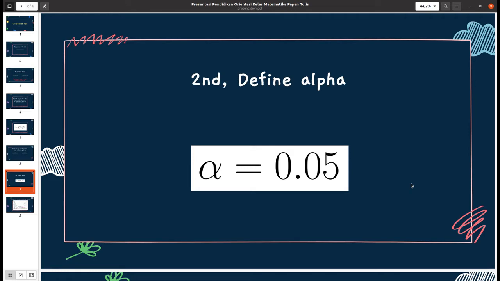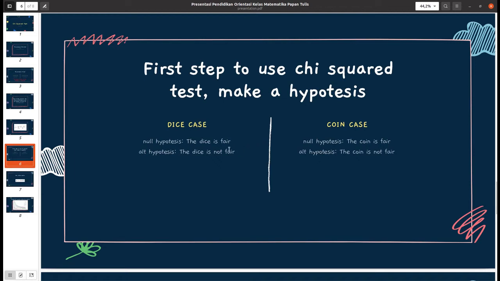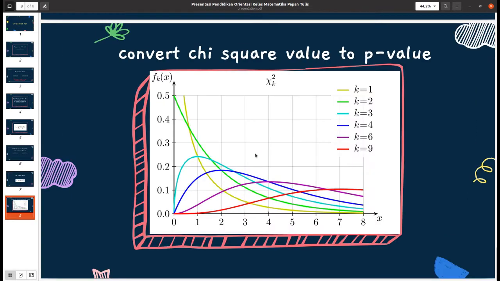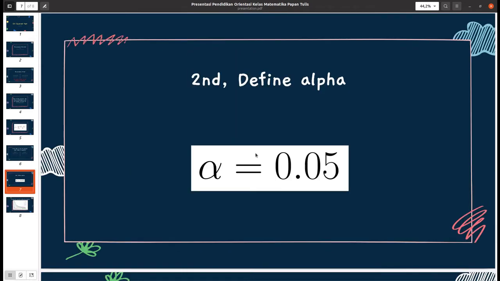And second, we must define the alpha value. Alpha is just like a threshold, that if we surpass this alpha value, then we can reject the null hypothesis and accept the alternative hypothesis. And actually, when you use the chi-square test, you must convert it to the p-value, so we can compare it with the alpha.